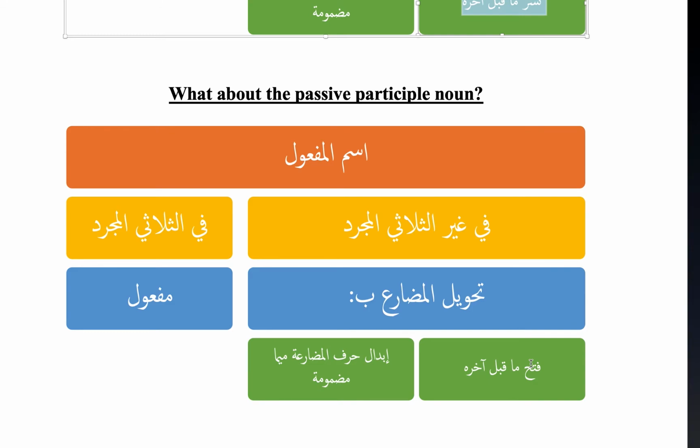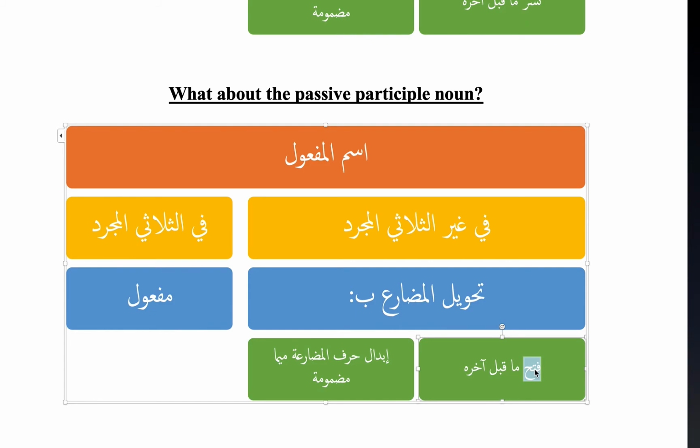Remember we were talking about the passive participle اسم المفعول, we're describing the one upon whom the action was done. مضروب. ضرب مضروب. نصر منصور. سمع مسموع. طيب على وزن مفعول. كتب مكتوب. Good. As for the غير الثلاثي المجرد, we follow the same steps as we did in the اسم الفاعل by taking the مضارع and removing the حرف المضارعة and replacing it with a ميم that's got a ضمة on it. And then instead of a كسر upon the penultimate letter, this time we do a what? فتح ما قبل آخره. We do a فتحة on the penultimate letter.